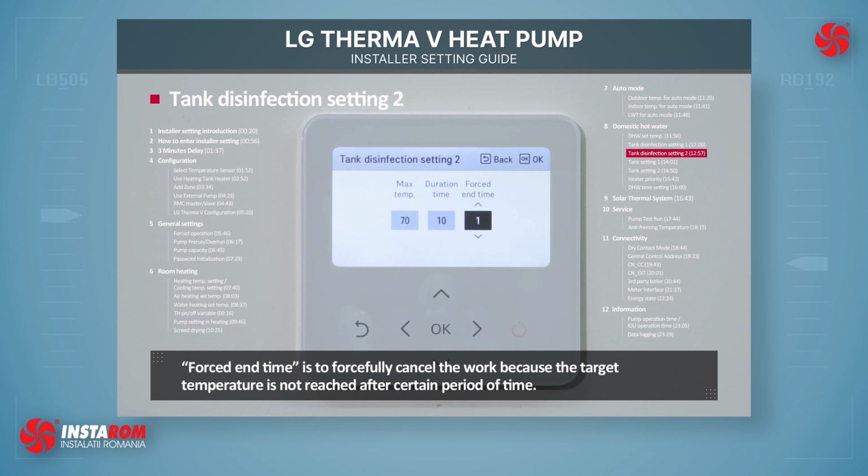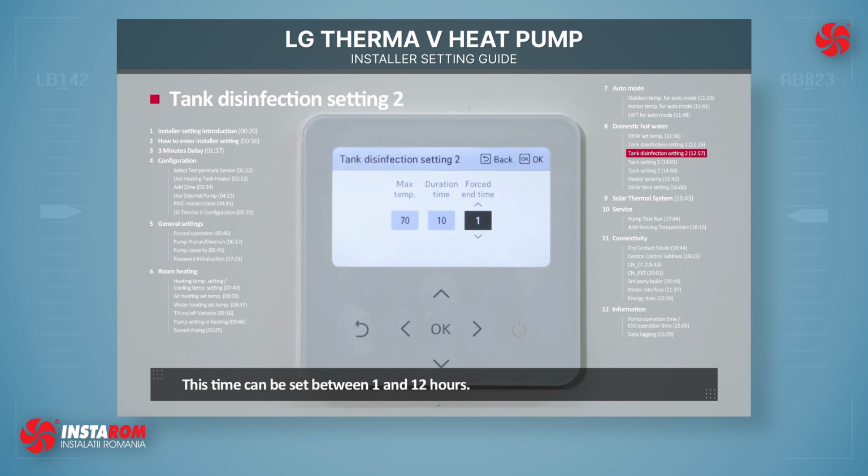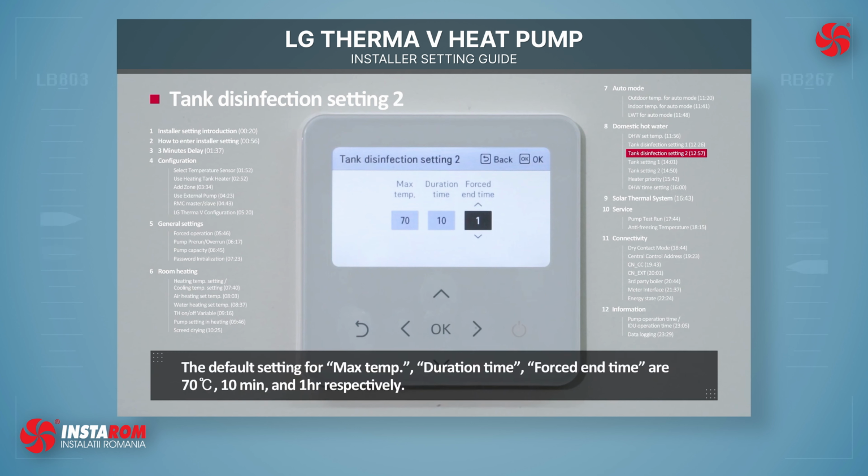Forced end time is to forcefully cancel the work because target temperature is not reached after a certain period of time. This time can be set between 1 and 12 hours. The default setting for maximum temperature, duration time, and forced end time are 70 degrees Celsius, 10 minutes, and 1 hour respectively.